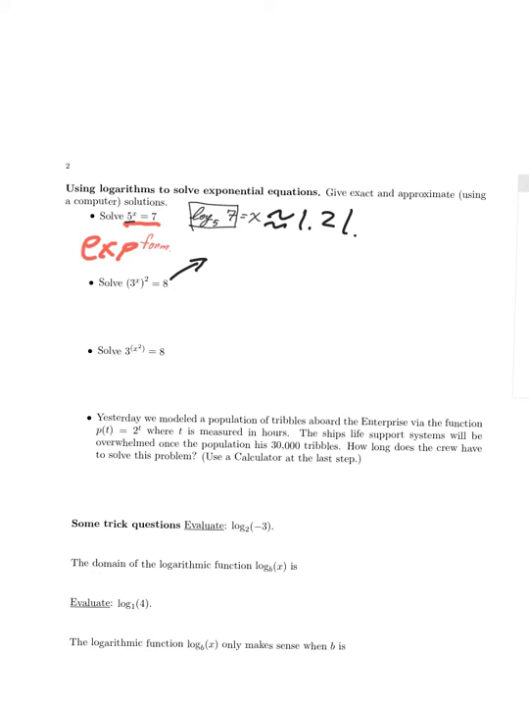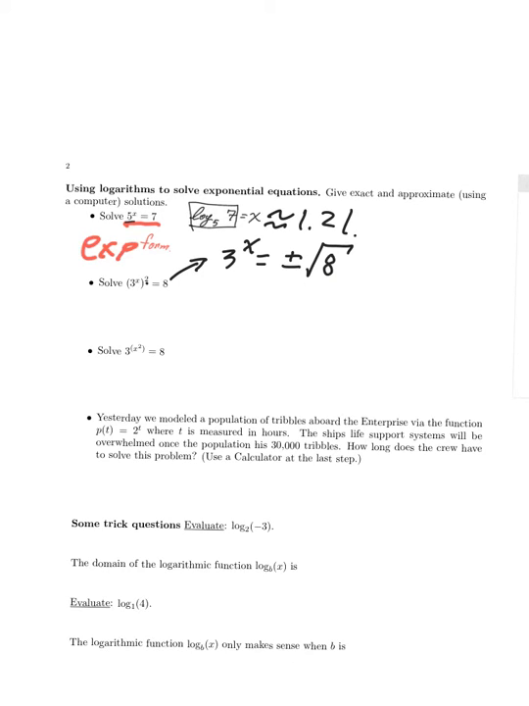3 to the x to the 2 is equal to 8. The first thing I see is this square. How do you undo square? Well, you square root. So you'll get 3 to the x is equal to plus or minus square root of 8.